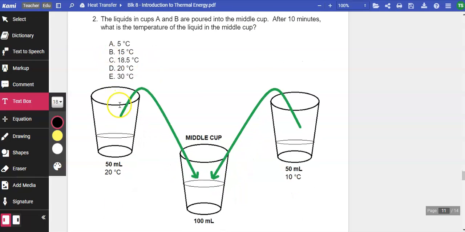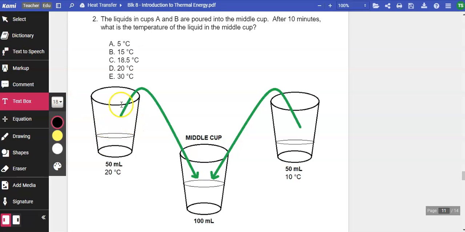So here we have a system in the middle cup, and it came from 2 individual cups. We do not know what the liquid is. Let's say it's milk. We have warm milk on the left and cold milk on the right. Just as a point of reference, 10 degrees Celsius is basically taking something very cold out of the refrigerator. And 20 degrees Celsius is equal to room temperature, about 70 degrees Fahrenheit.